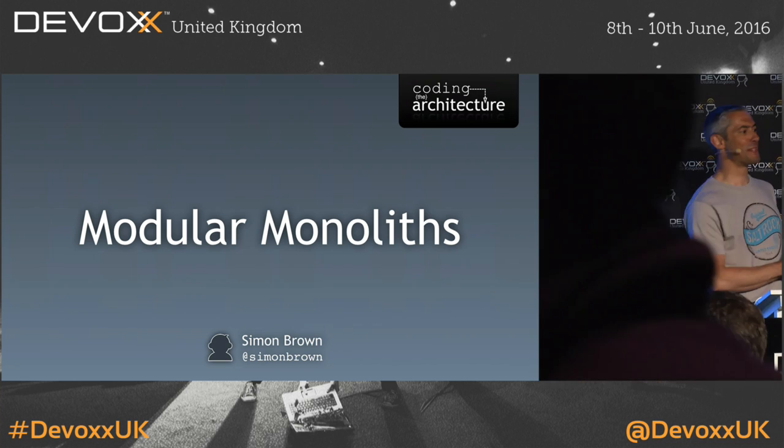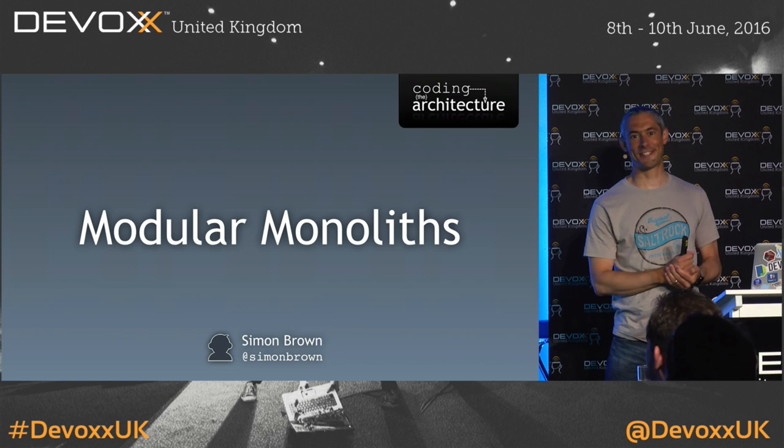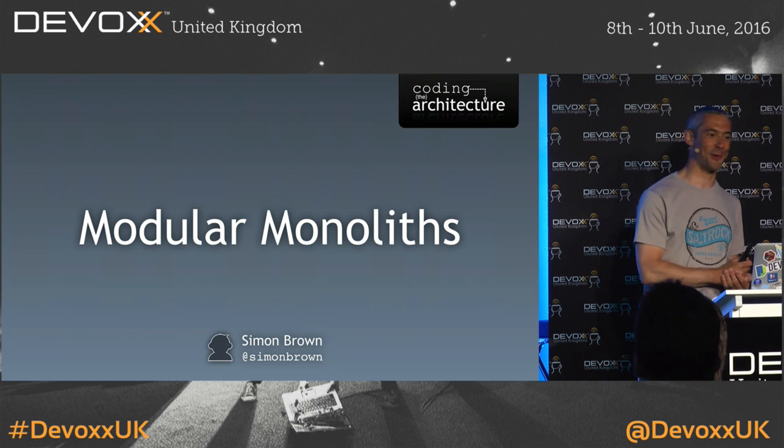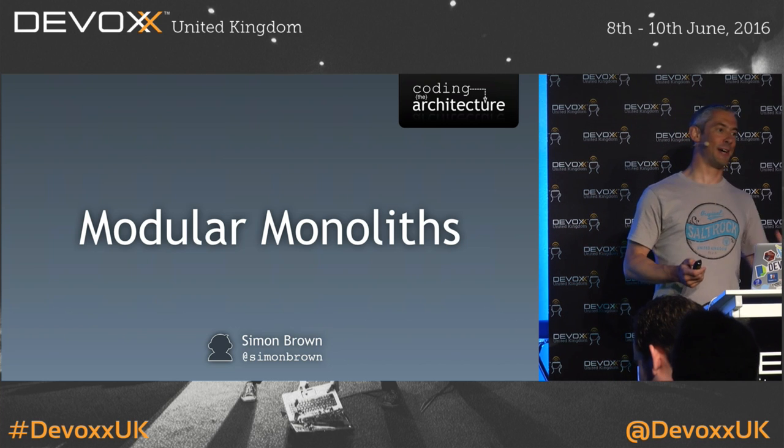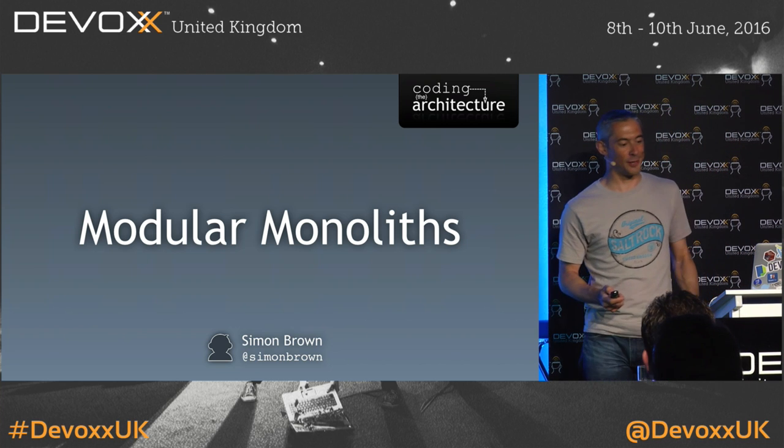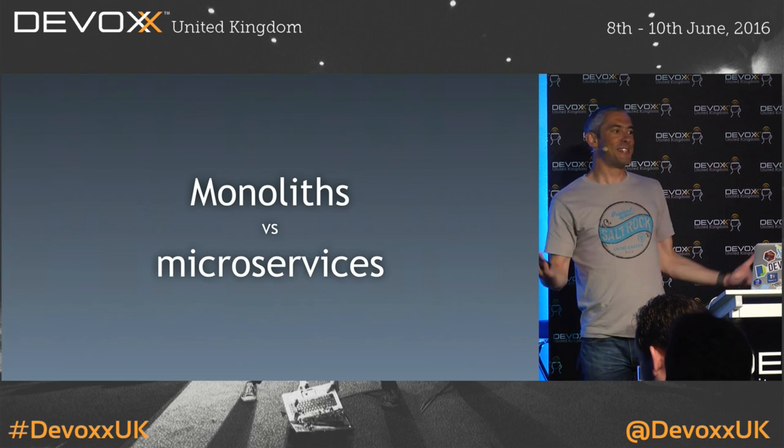So this is the talk that's going to bring some balance to the force. This is the anti-microservices talk of the whole conference, I think. And basically, this talk is about modular monoliths and really how to build modular monoliths in Java specifically. I'm sure you've seen this all before.